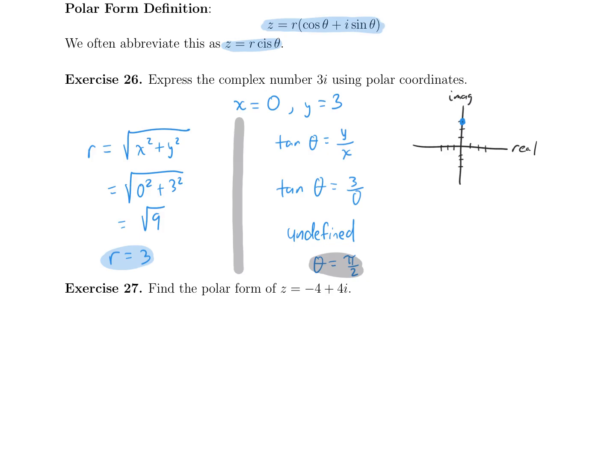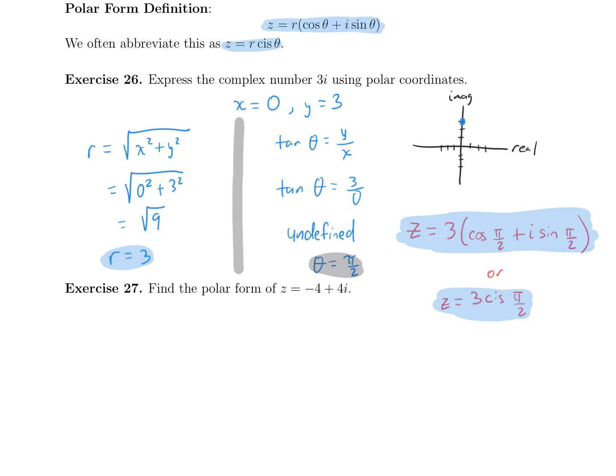Whoops, that's not what I wanted. I wanted the pen. Z equals r, which is 3, cosine theta, which is pi over 2, plus i sine theta. Or shorthand, z equals 3 cis pi over 2. So you have the choice. You can use the abbreviated version, or you can just keep the long version. Either form is fine with me.